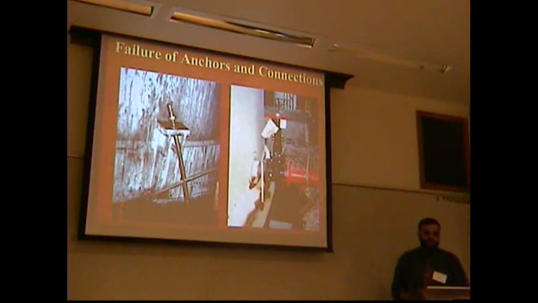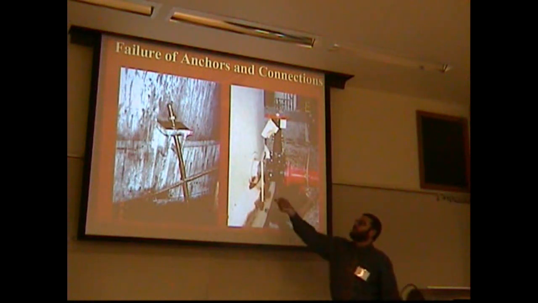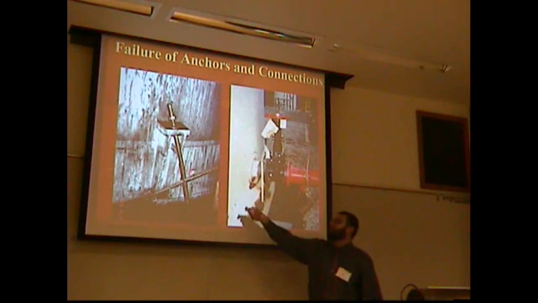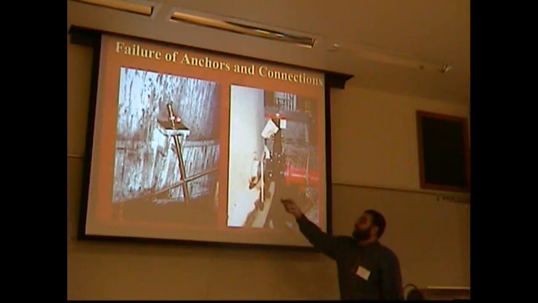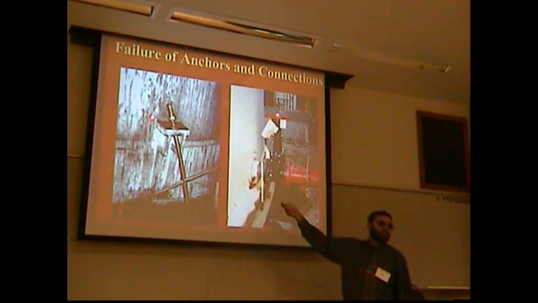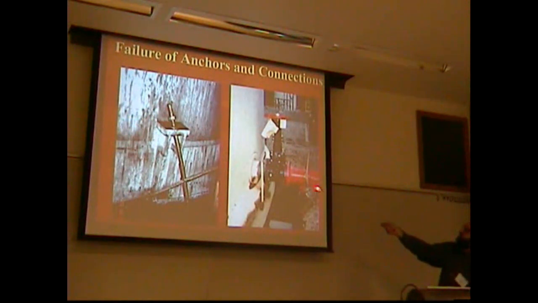And then we have here an example of the failure of the anchors. These are the anchors used. This is an anchor seat and this is an anchor bolt used to anchor the tank to the foundation. This anchor is completely pulled out of the foundation. Why? Because the seismic event was so severe. And here we have just failure of the connected pipe. And this is severe also.